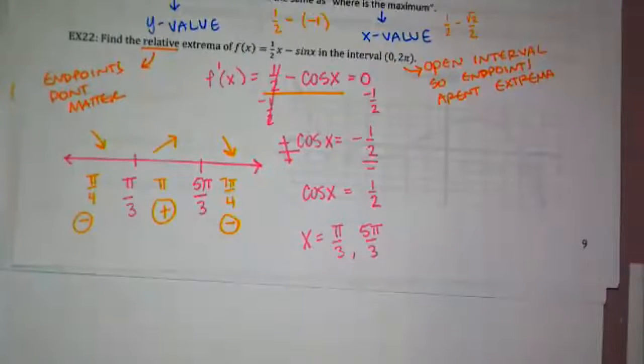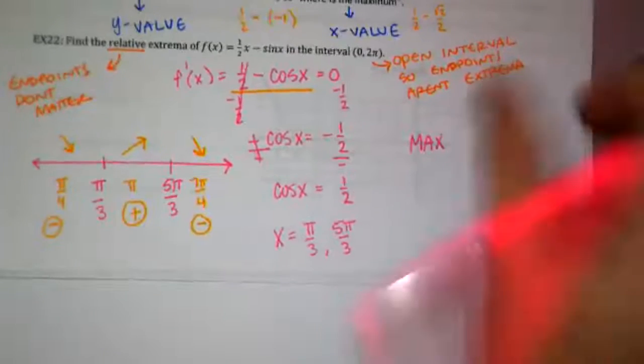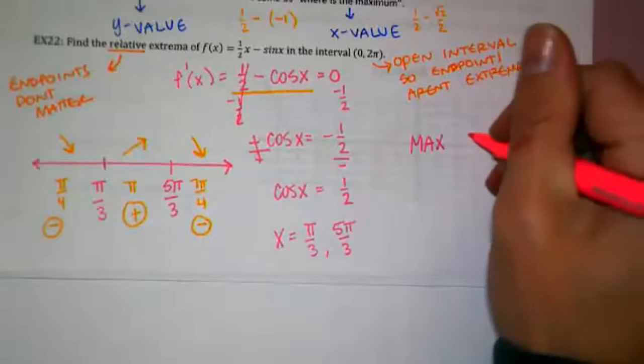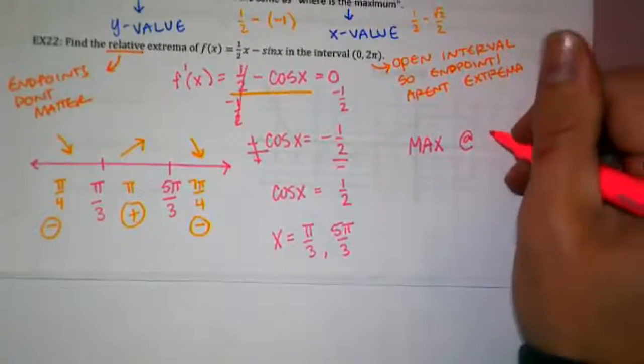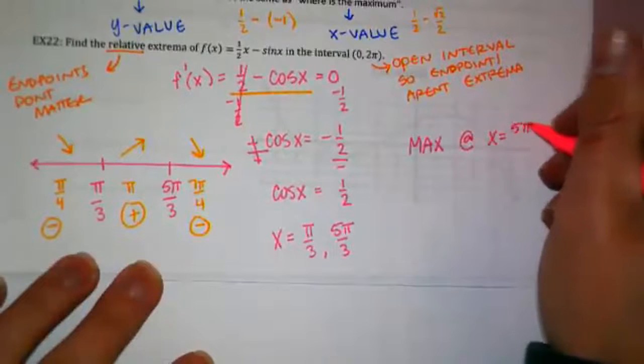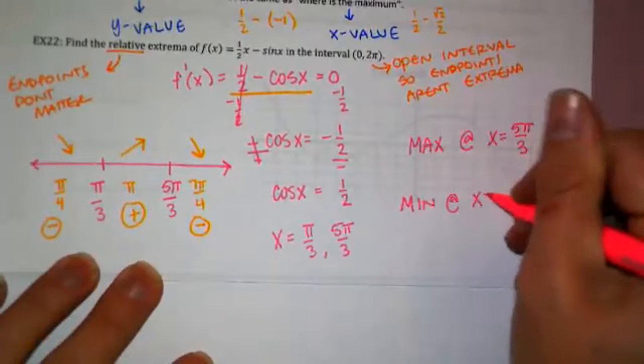All right. Now the question is asking you for the extrema, so not increasing or decreasing. Where do we have a maximum? At what x value? At x equals 5 pi over 3. And where do we have a minimum? At pi over 3.